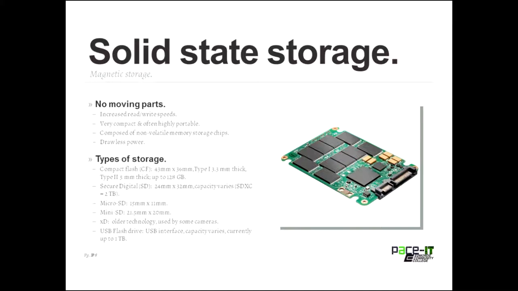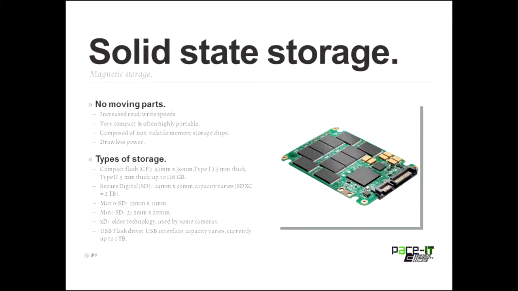Now, there's a whole bunch of different types of solid state storage. The first one I'm going to mention is CF, compact flash storage. That comes in two versions, type 1 and type 2, and the way you tell them apart is how thick they are. Type 1 is 3.3 millimeters thick. Type 2 is 5 millimeters thick, and you can get compact flash storage of up to 128 gigabytes.